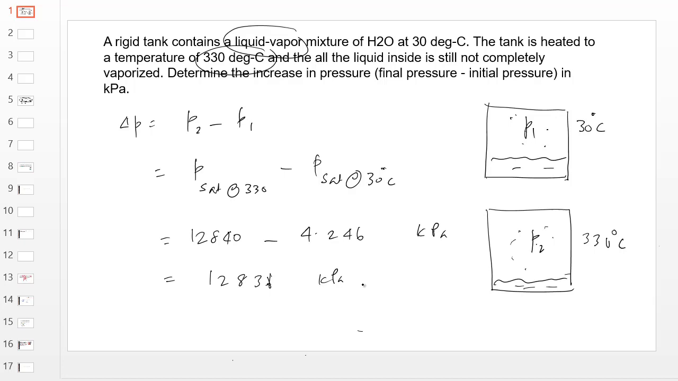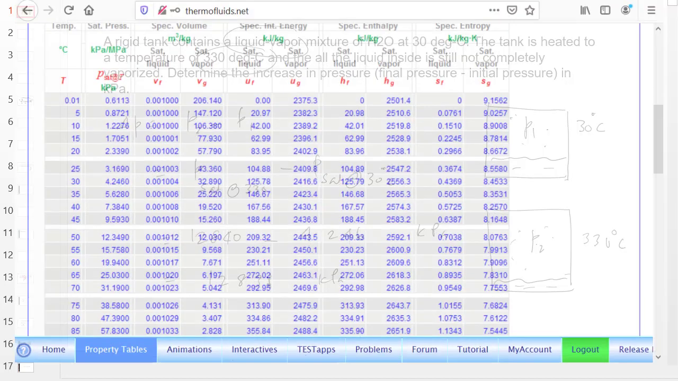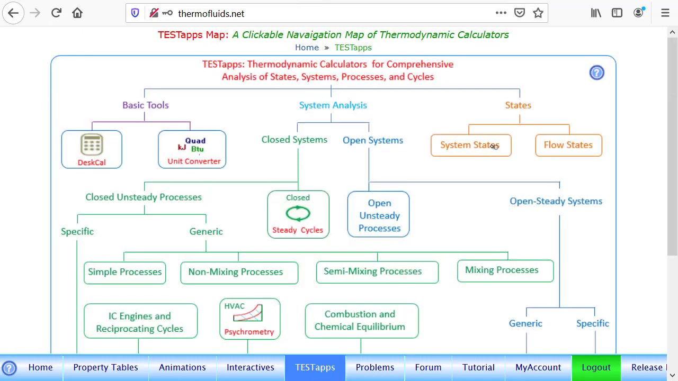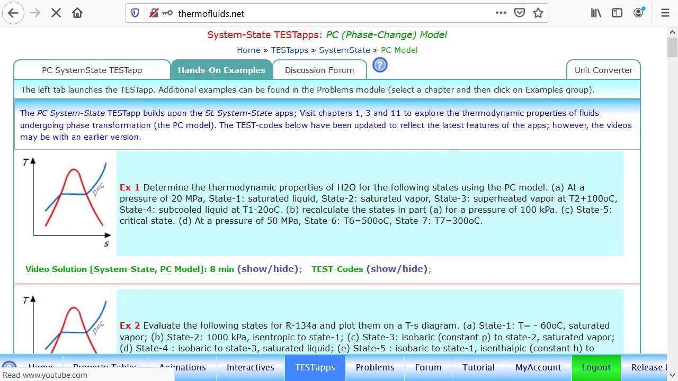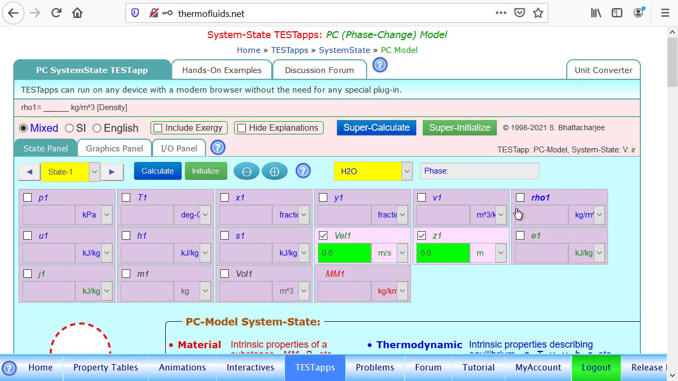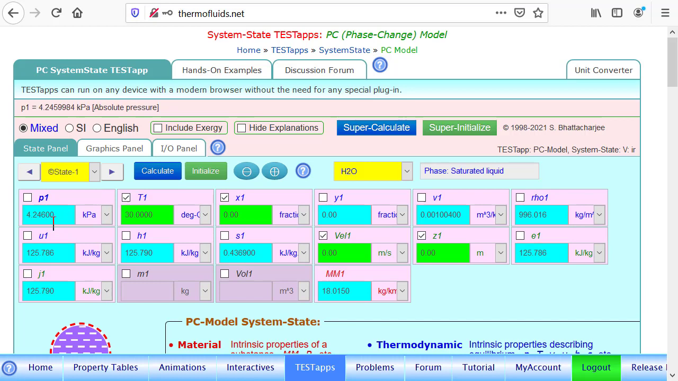Let's quickly solve the problem using an app to verify that our answers are correct. So going to the test steps, if you go to the system states, PC model, and H2O is the default fluid. So we have H2O already. So we know the temperature initially was 30 degrees Celsius, and the saturated mixture means any value of x will work. You can pick 0 or 0.5 or 0.1, doesn't matter. It's a saturated mixture. So let's just find the saturation pressure, which we did before manually.